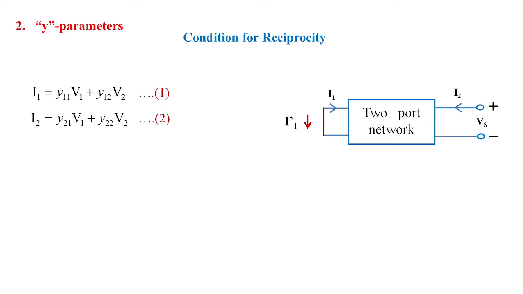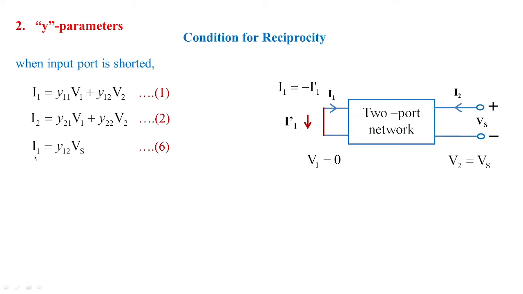Then we are going to check for the condition of reciprocity when the input port is shorted. So when the input port is shorted, we have to make V1 equal to 0 in equations 1 and 2, and we have to substitute the rest of the parameters, that is V2 equal to Vs, I1 is equal to minus I1 dash. So with this I'm going to frame equation 6 as I1 is equal to Y12 Vs and I1 dash is equal to minus Y12 Vs. So equations 6 and 7 are framed by these assumptions.